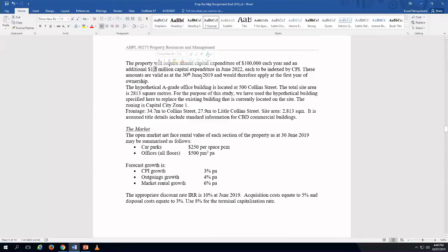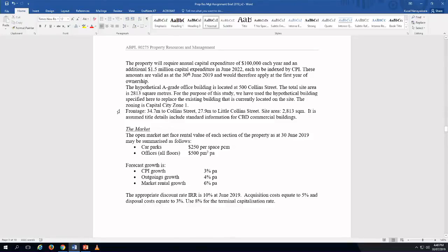So today is 2019 and you have to increase this by CPI for how many years? For 3 years, 2020, 21, 22, because this capital expenditure comes in 2022. These amounts are valid as at 30th June 2019 and would therefore apply at the first year of ownership.